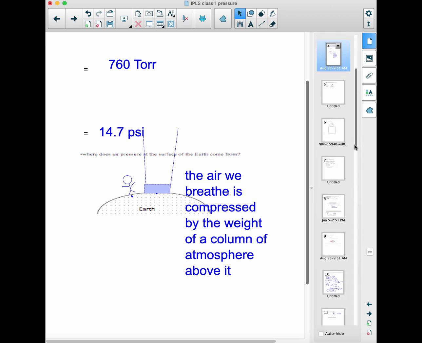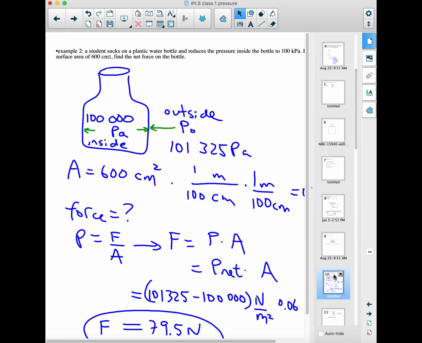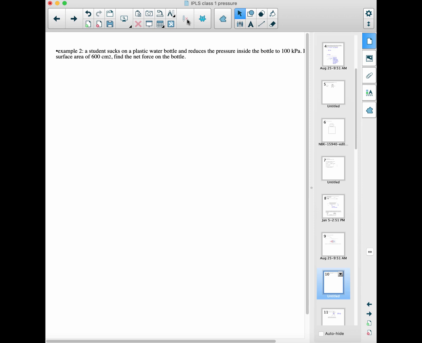Okay, so hopefully you got that down. Let's move on and do page 17, example 2. Yes, that's it right there. A student sucks on a plastic water bottle and reduces the pressure inside the bottle. Well, of course, we still have pressure outside the bottle, atmospheric pressure. So here's a look at the bottle, some artist's conception. And so inside, we've got 100 kPa.